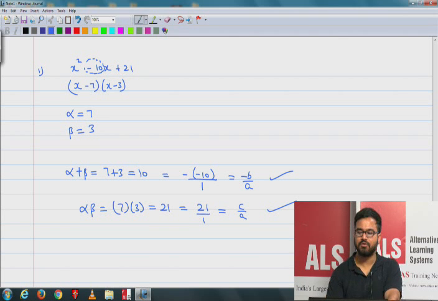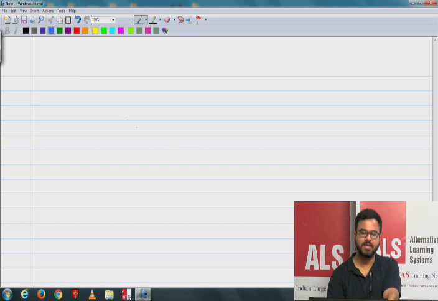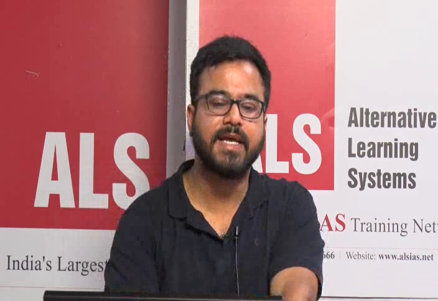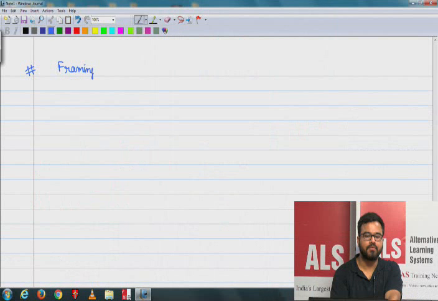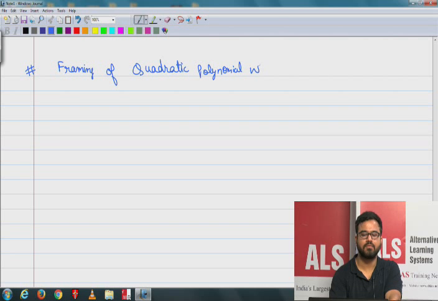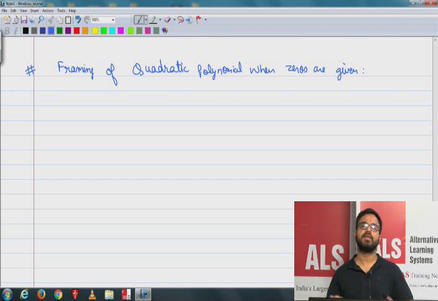Okay. Now note down the next thing. This was about finding the zero and verifying the relationship. Second part is this one: framing of a quadratic polynomial when zeros are given. If we are given the zeros of the quadratic polynomial, then we have to frame the quadratic polynomial.